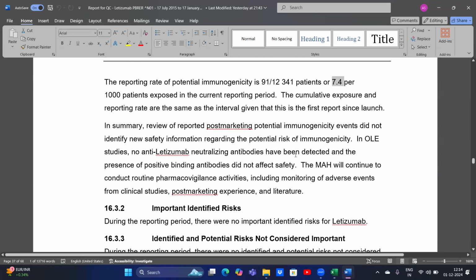Then they have given a summary, which means a company comment, you can say. They have not mentioned a company comment, but you can write one, and they have given a summary. See, immunogenicity did not identify new safety information regarding the potential risk of immunogenicity in the studies. No anti-drug antibodies have been detected. What was the focus of analysis? Important potential risk. They have provided their analysis here.